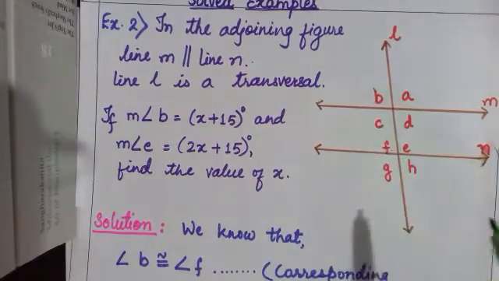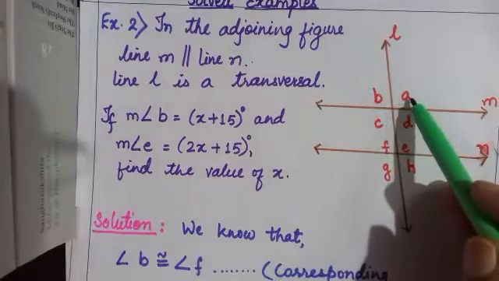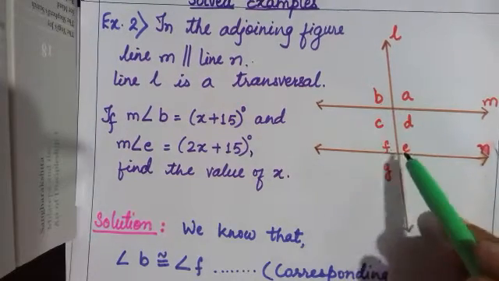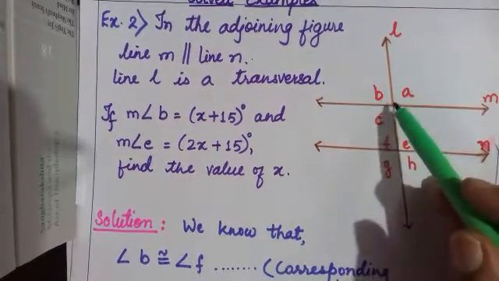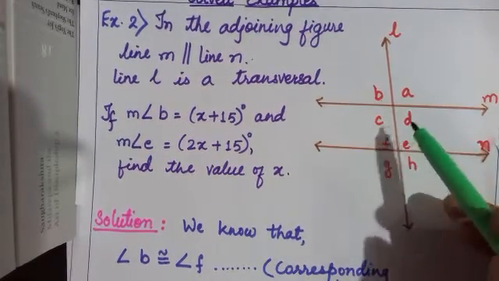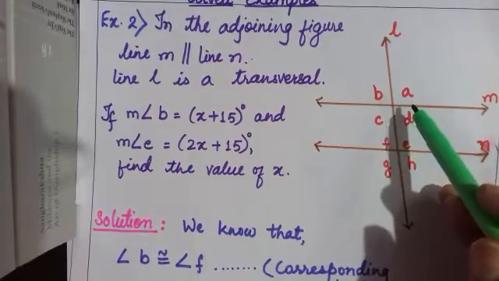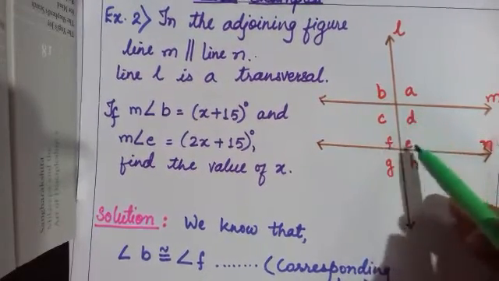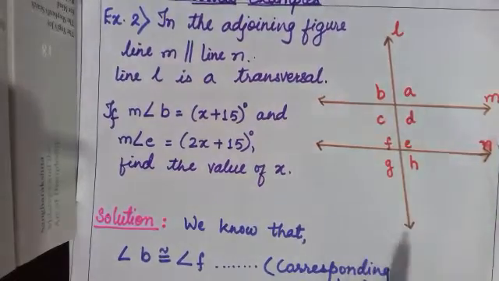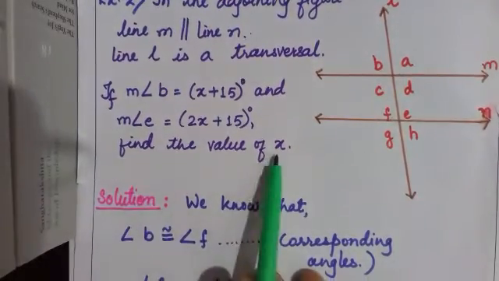So there are 4 pairs. Angle A, angle B, angle C, angle D, angle E, angle F, angle G and angle H. So what pairs are they forming? We know some corresponding pairs are there, some alternate angles are there, some interior angles are there. So we have to find the x.